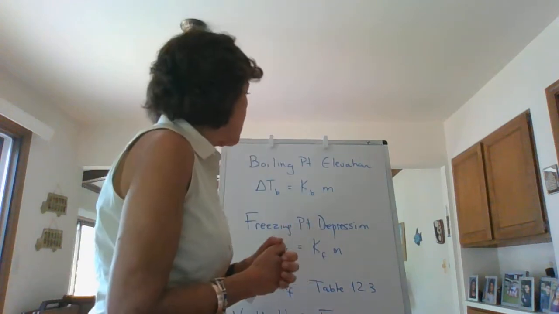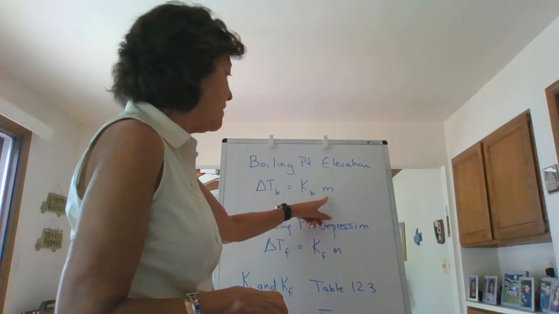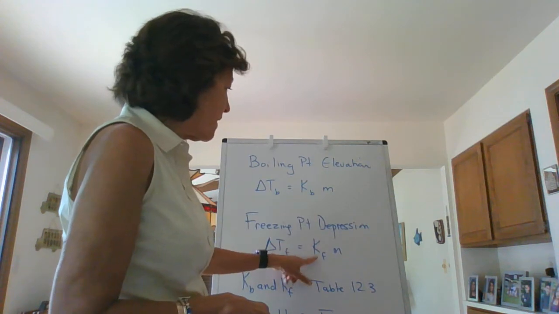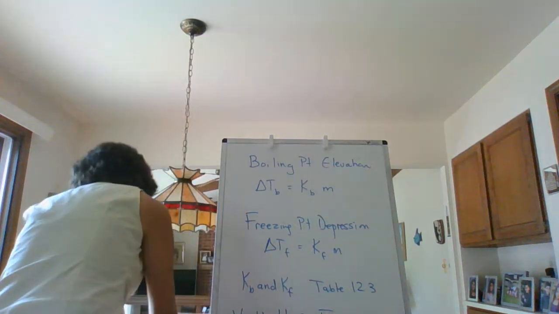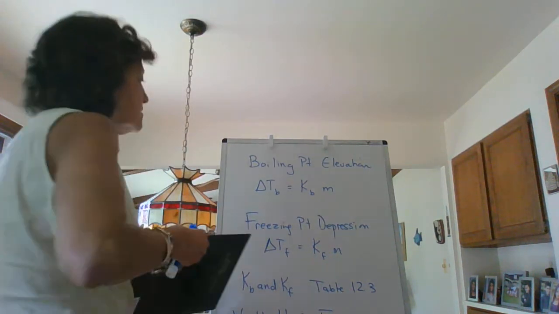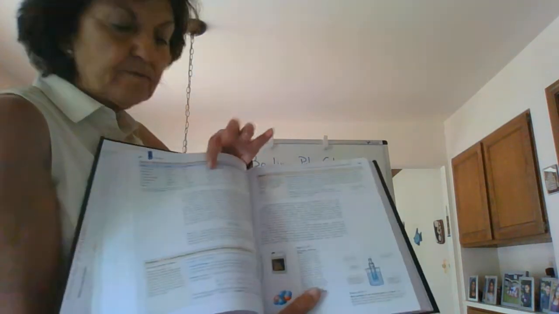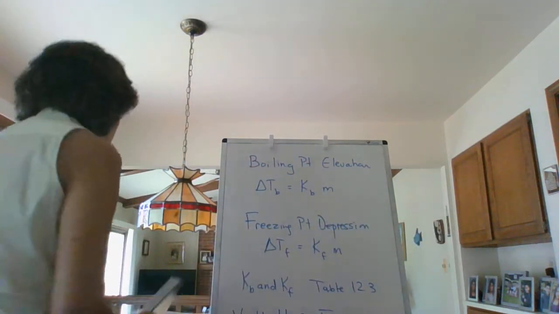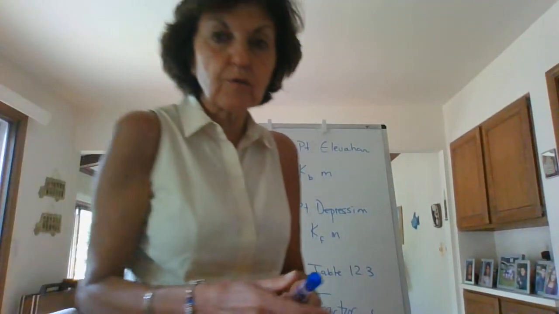There are two equations that we're going to be using. The boiling point elevation one is delta TB equals KB m, m being the molality of the solution. KB and KF, these two things, are constants. These are the molal freezing point depression constant and the molal boiling point elevation constant. You can get those from this table over here. This is table 12.3 in your textbook. Again, in the ebook, it should be the same table, table 12.3.